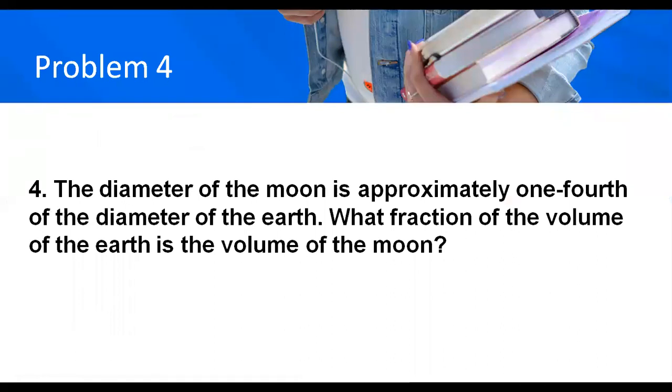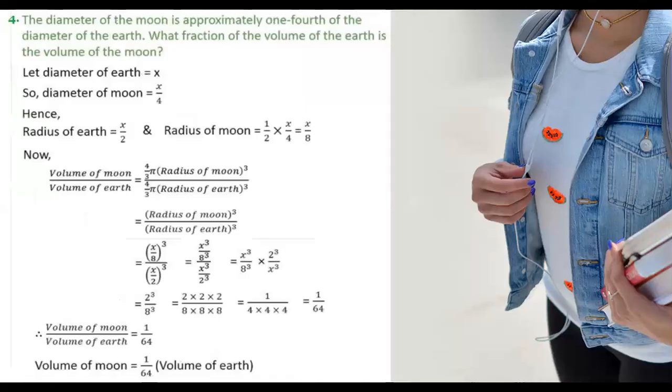Coming to the fourth problem, the diameter of the moon is approximately 1/4 of the diameter of the earth. What fraction of the volume of the earth is the volume of the moon? So here we are given the diameter of the moon is approximately 1/4 the diameter of the earth. Now let the diameter of the earth be x. So the diameter of the moon becomes x by 4. Hence radius of earth is x by 2 and radius of moon is x by 8.